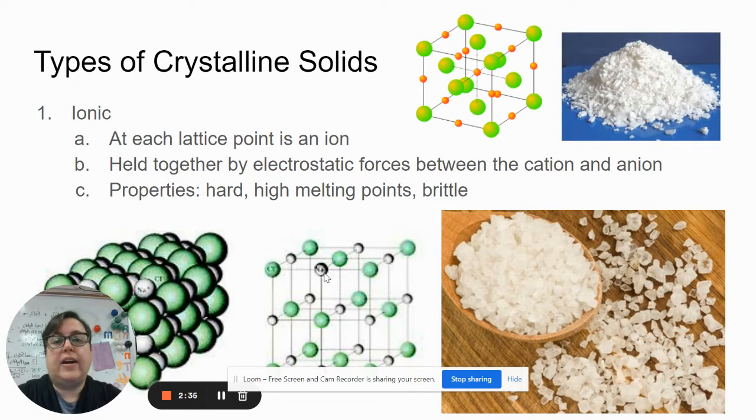Some properties: they are hard, they have high melting points, but they're brittle. If we hit this with a hammer, the two positives will line up and then they repel each other. So that's why it's brittle, because it breaks apart very easily.